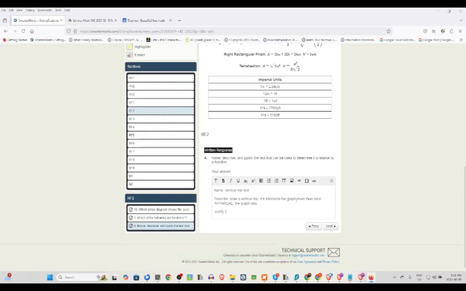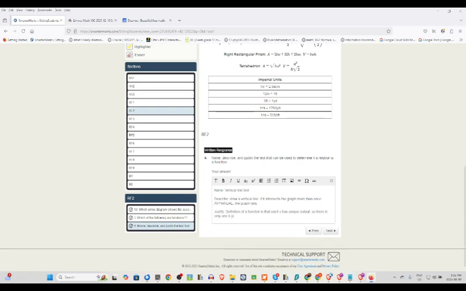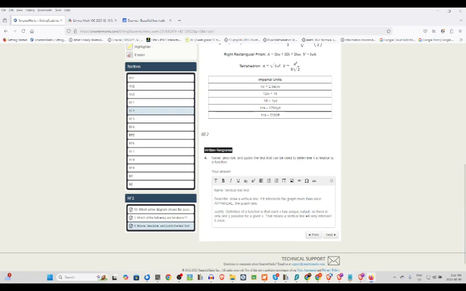All right, so why does this work? How do we justify it? Well, the definition of a function is that each x has unique output. So there is only one y possible for a given x. That means a vertical line will only intersect it once. All right.